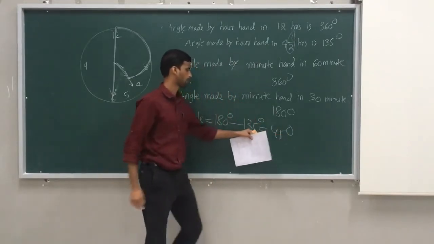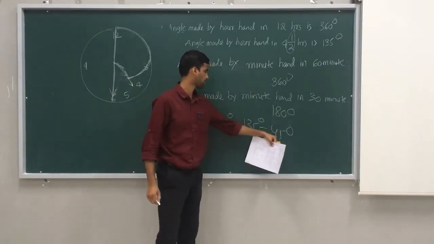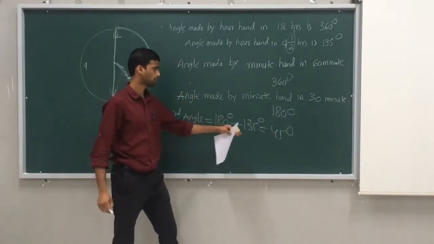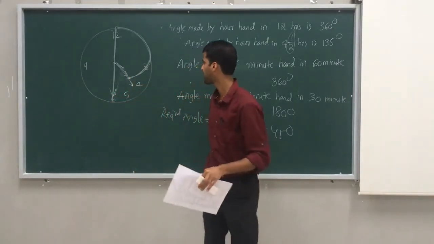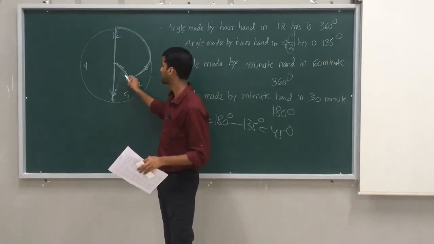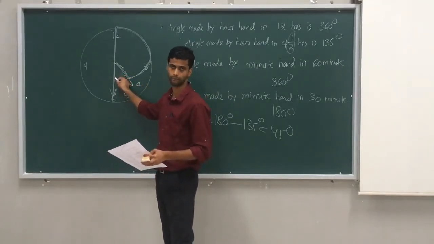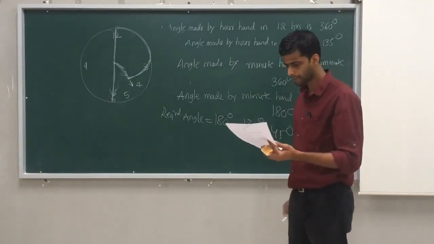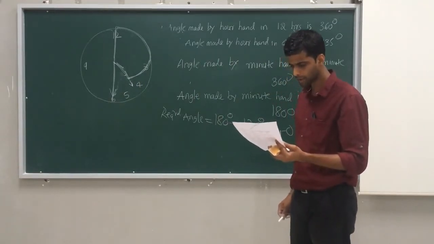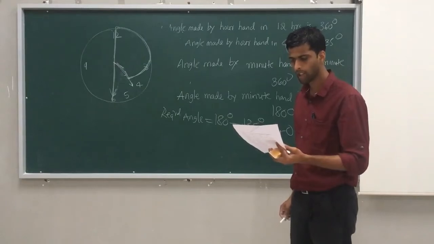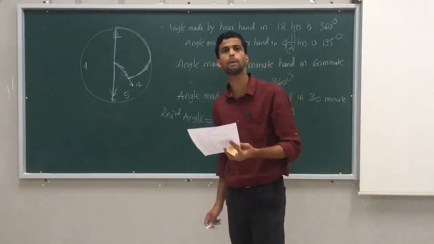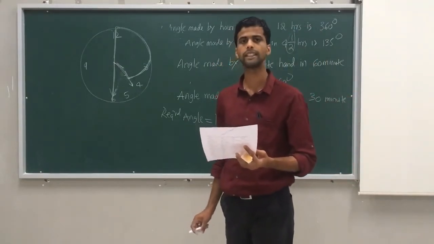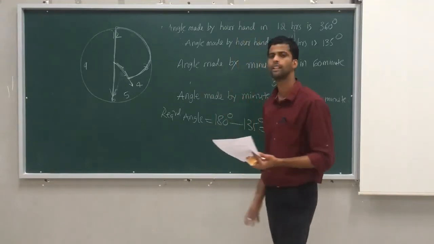Just check: 135 plus 5 is 140, 140 plus 40 is 180 degrees. So 45 degrees is the angle made when it is half past 4. Have they given it directly in degrees? No, they have given it in terms of radian. So 45 degrees in terms of radian is pi by 4. So option C is the right answer for this particular question.